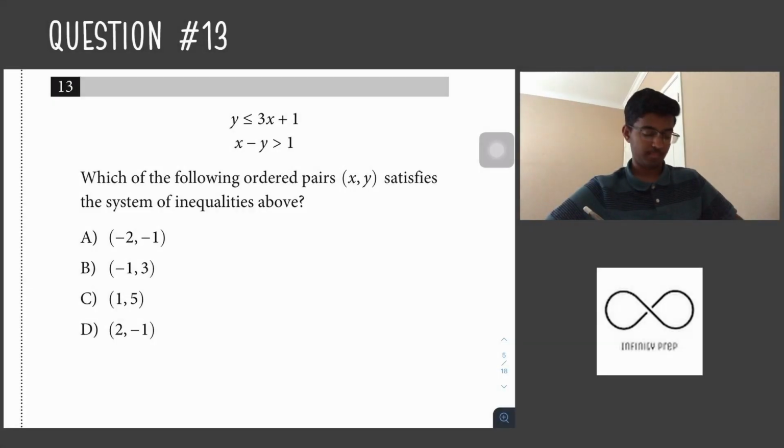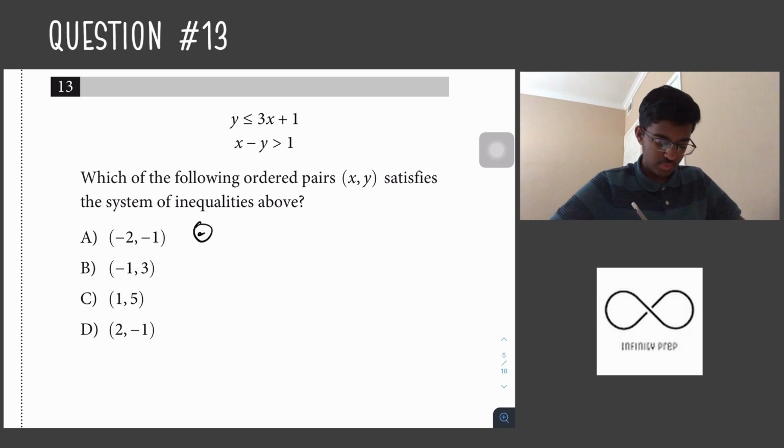Question number 13. Which of the following ordered pairs (x, y) satisfies the system of inequalities above? y is less than or equal to 3x plus 1, and x minus y is greater than 1. To solve this, we need to plug in each of the answer choices given into both equations and see if they work. Whichever one works for both of them is the answer.